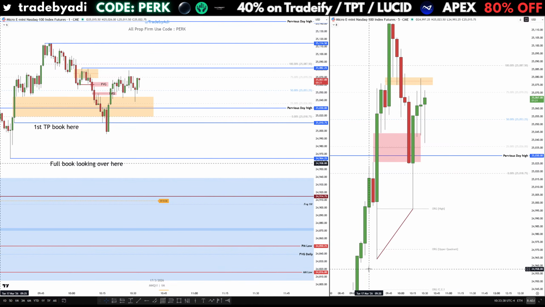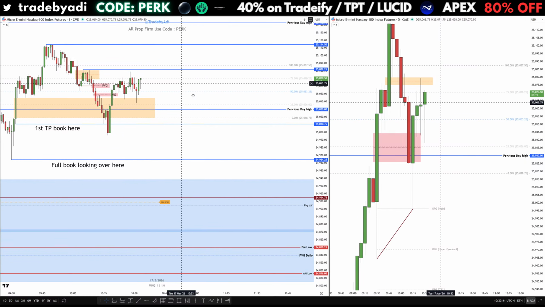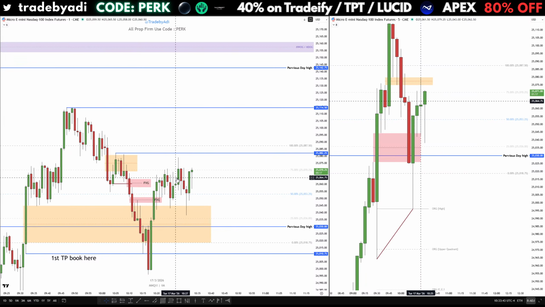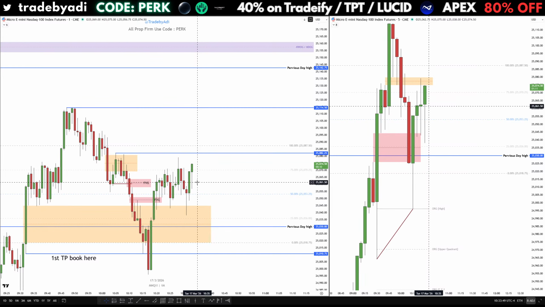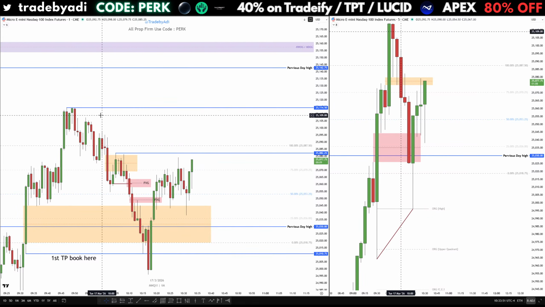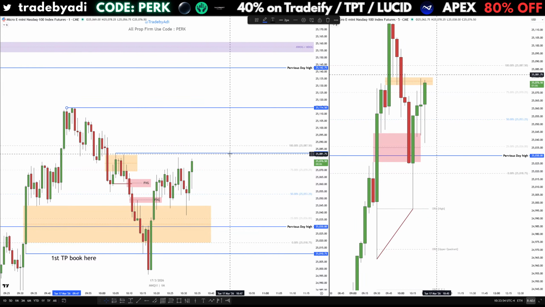What we have right now is an SMT with ES, and this is the change in state of delivery. If we have this, and if the market has taken out this high, then most likely it is going to do a continuation to the buy side liquidity and this high.